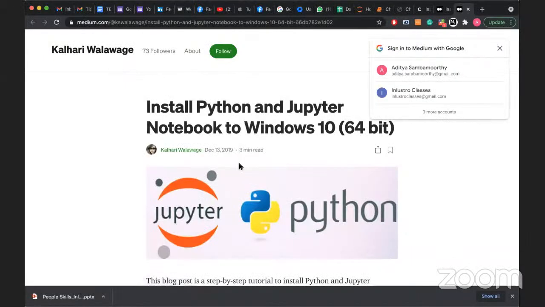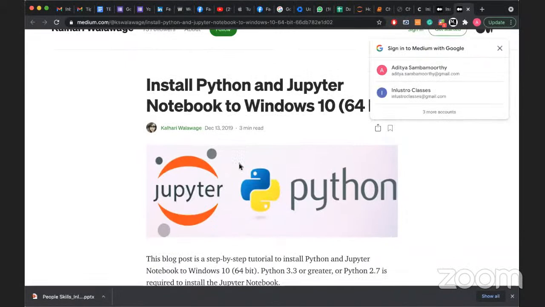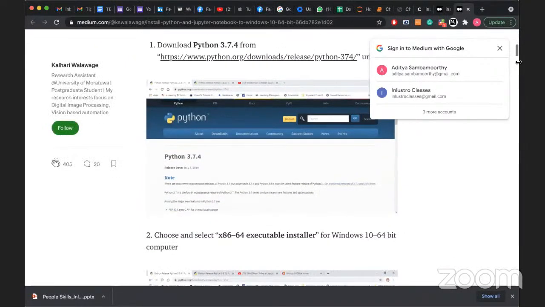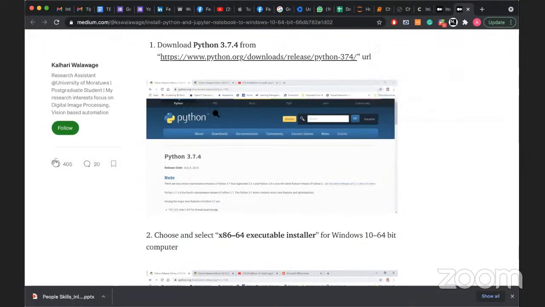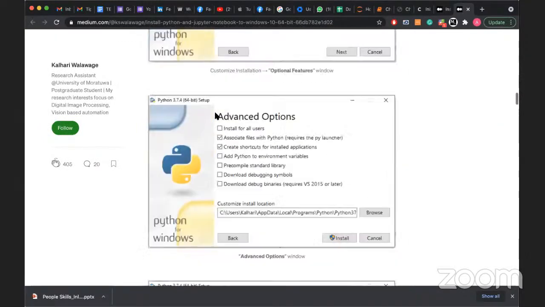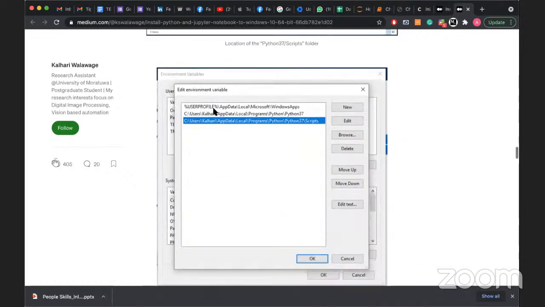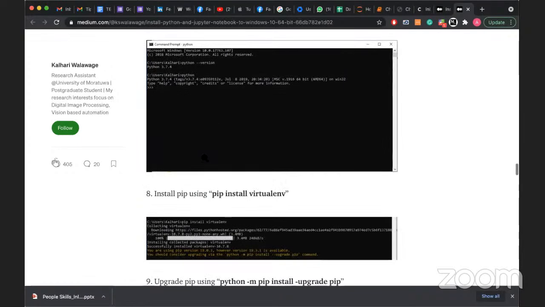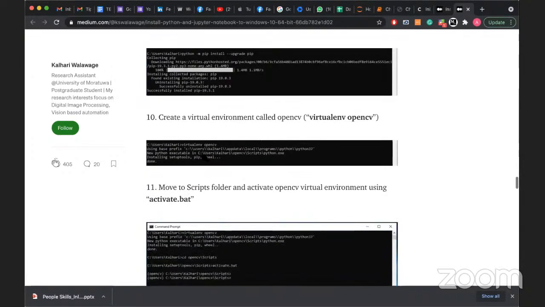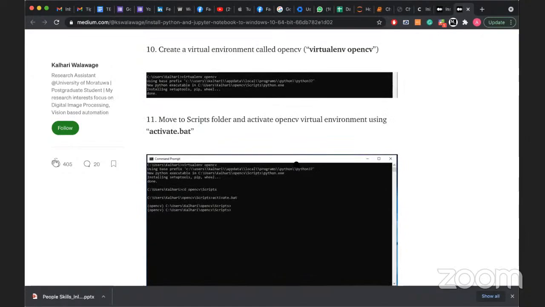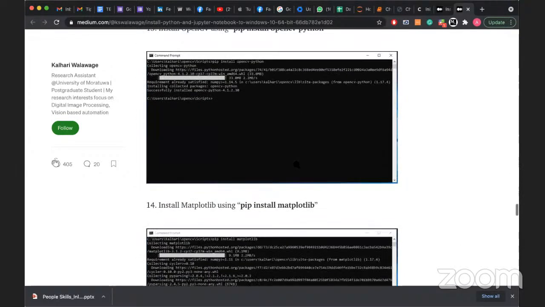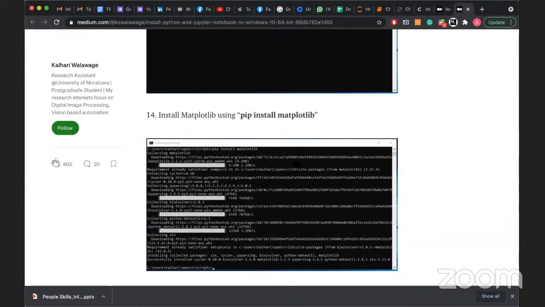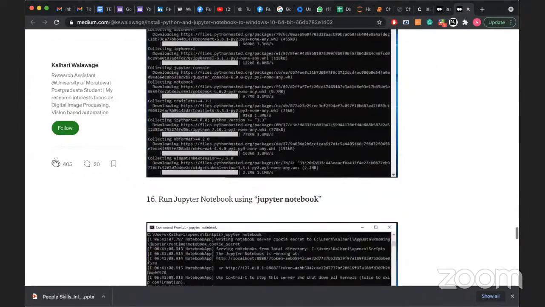So I'll share the Medium link on the screen for those of you who haven't seen it. So this will be the link, installing Python and Jupyter Notebook on Windows 10, right? 64-bit, hopefully all of you have. So downloading and setting up Python, I think you can skip because all of you have Python on your system, right? So then you can move on from here. So install virtualenv, then you upgrade the pip, right? You activate the bat file, you install NumPy, then OpenCV, Matplotlib, then finally Jupyter.